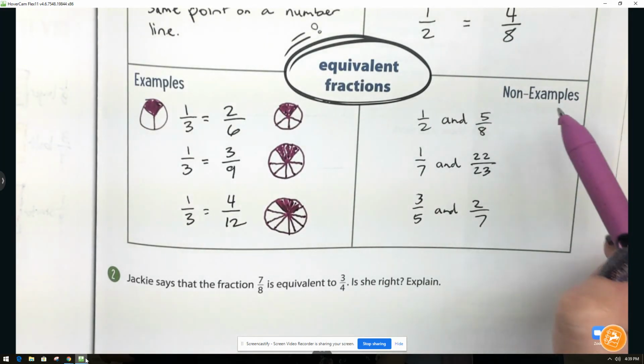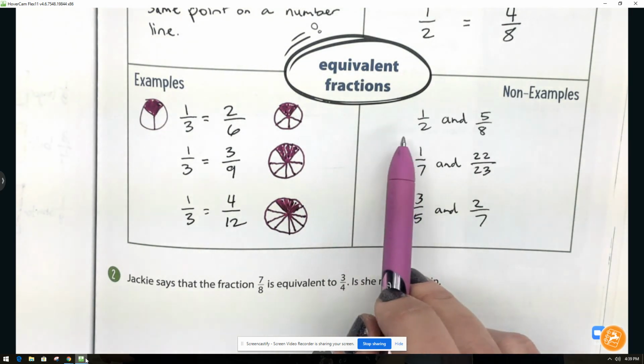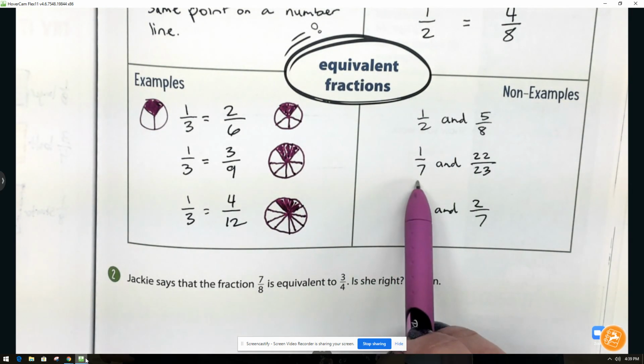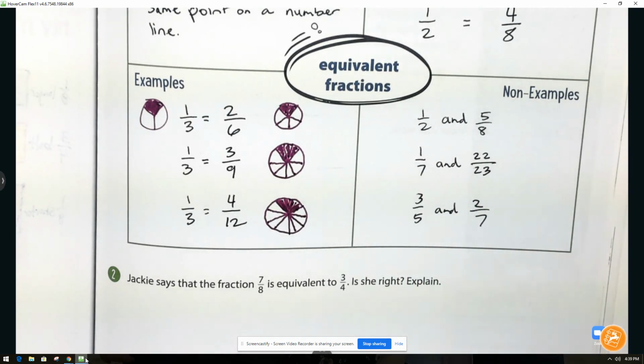Now here are some non-examples of equivalent fractions. 1/2 is not equal to 5/8. 1/7 is not equal to 22/23, and 3/5 is not equal to 2/7. Those are just two fractions. All of those are just naming different fractions, but they are not equivalent.